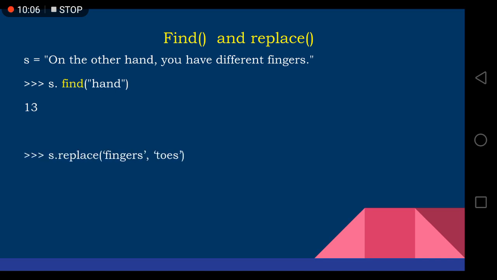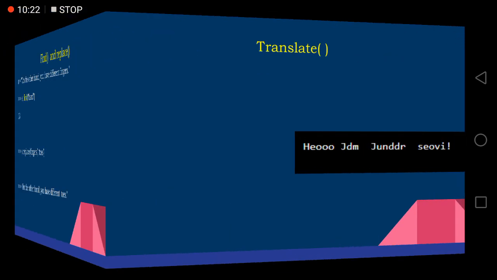Then we have the replace function. S dot replace fingers comma toes. So fingers will be replaced by toes. What is the answer? If you print, the answer will be, on the other hand you have different toes. Okay, so now the word fingers is changed to toes. That is called the replace function.